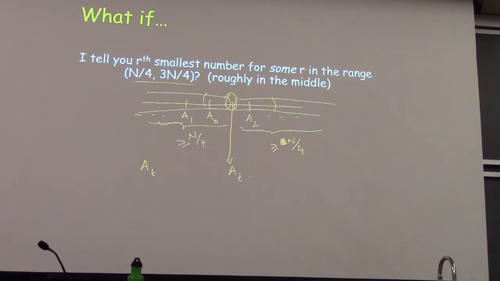Now, the question I want you to ask is, from here on, you want to find the kth smallest in the full array, right? Now I tell you somebody who is roughly in the middle. What would you do? For instance, suppose k is n over 10, and r is somewhere between n by 4 and 3n by 4. Then what would you do?